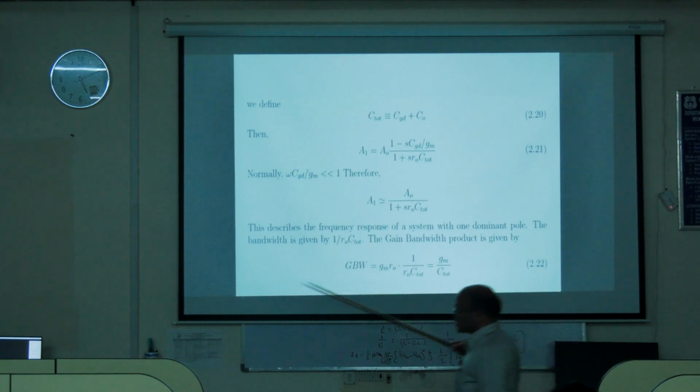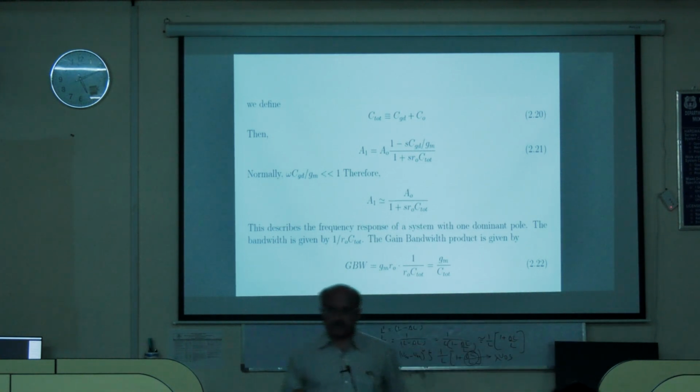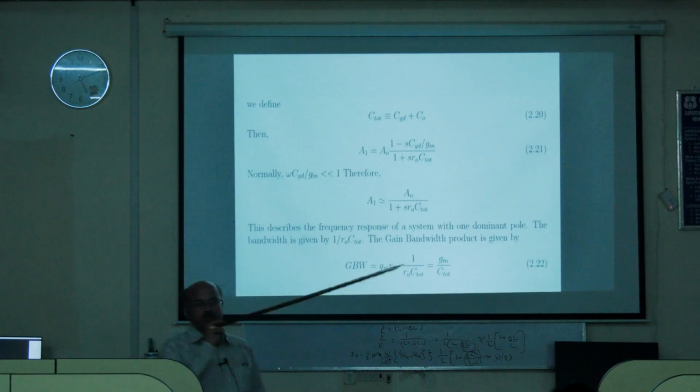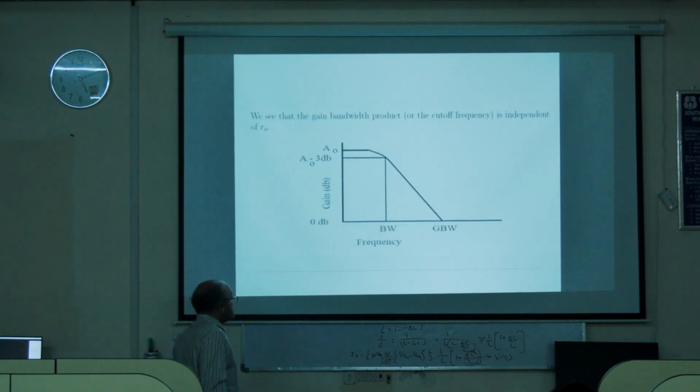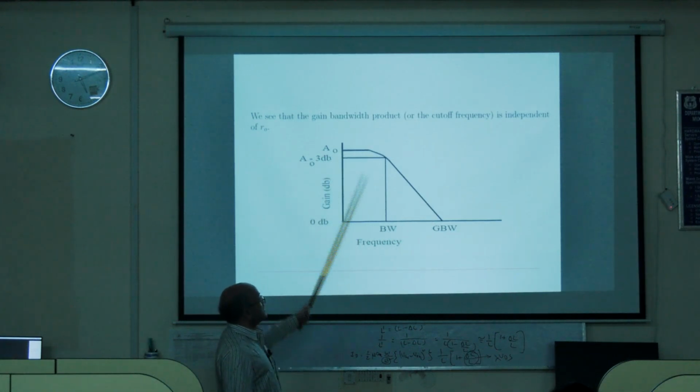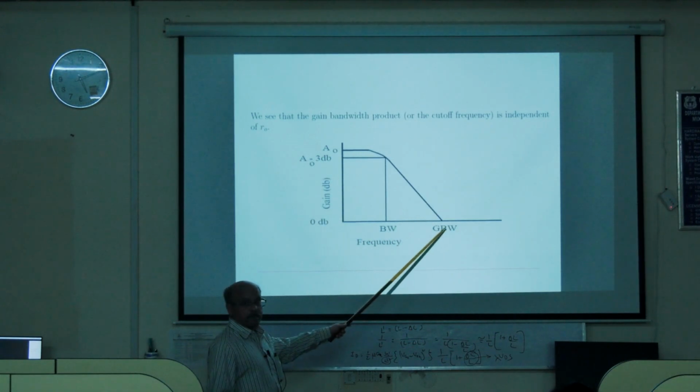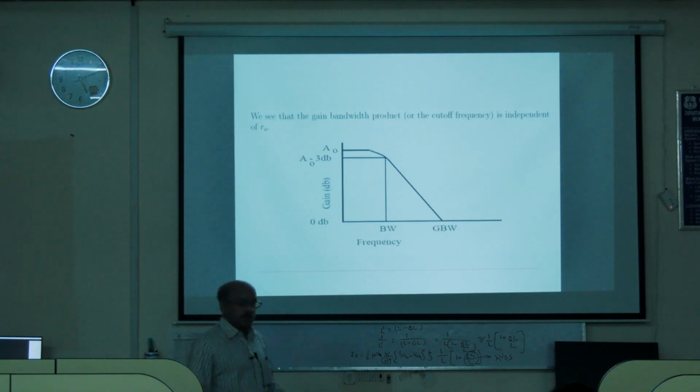So what is this? This is the gain bandwidth, in the sense of the unity gain frequency. This is the frequency for which the gain falls to unity, or the output becomes equal to the input. This is the gain bandwidth product here. So as frequency increases, the gain becomes unity.